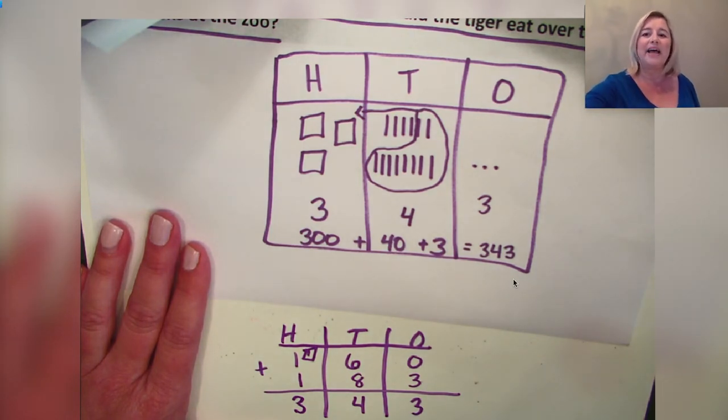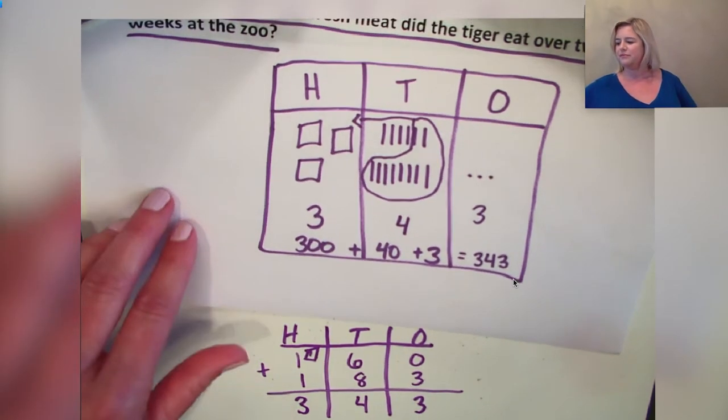Now, while the tiger has been eating fresh meat, the sea lions in the water show have been eating dead fish. So I want you to read this problem with me.